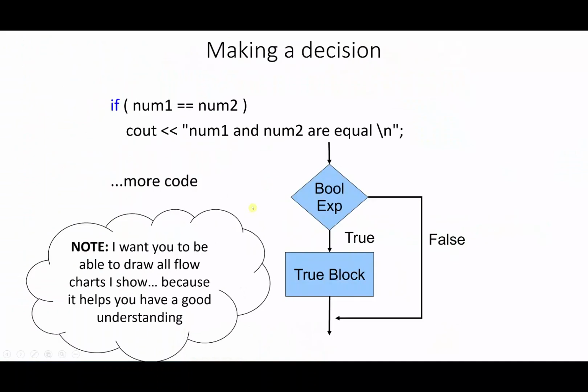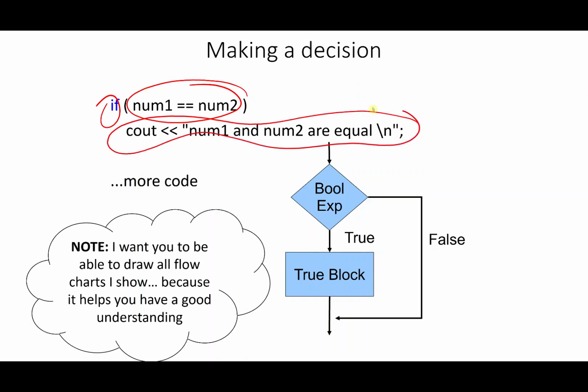Okay, so making decisions usually uses the if statement, or using the Boolean expression in a loop. Let's start with the if statement. The if statement is, if something evaluates to true, then do something. So in this case, if num1 equals num2, print this. Otherwise, do not print that.